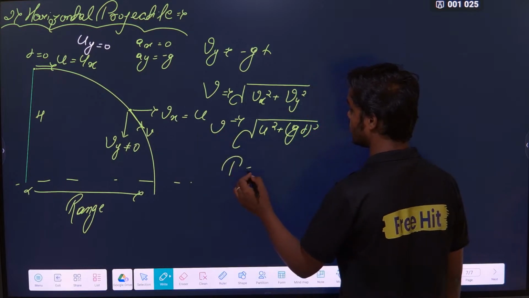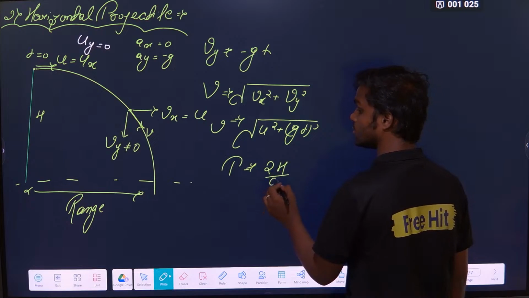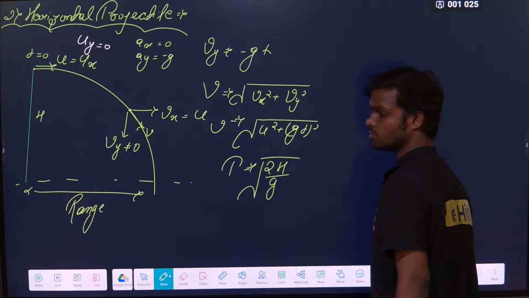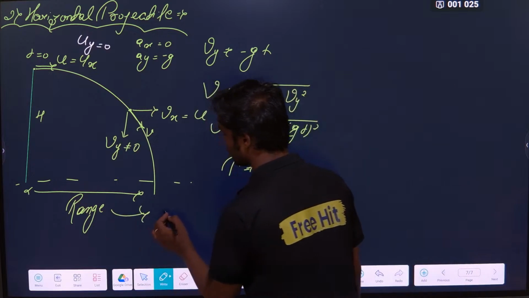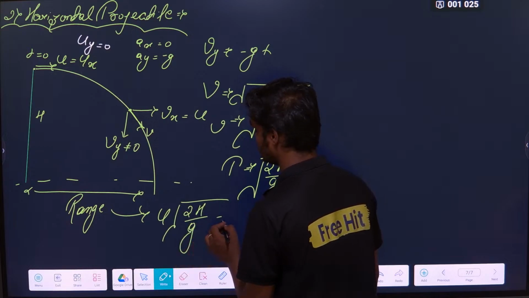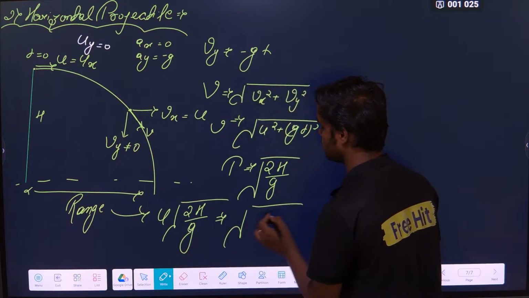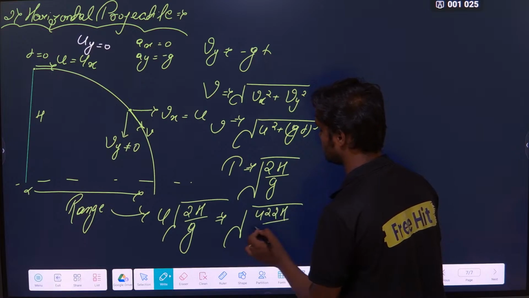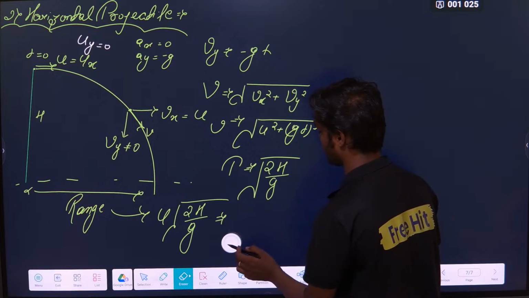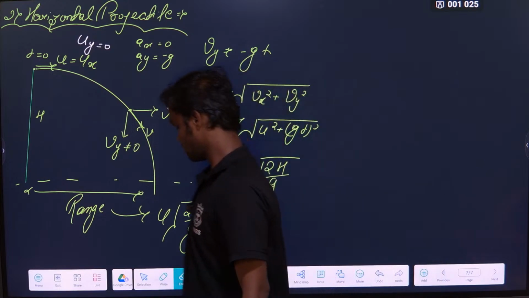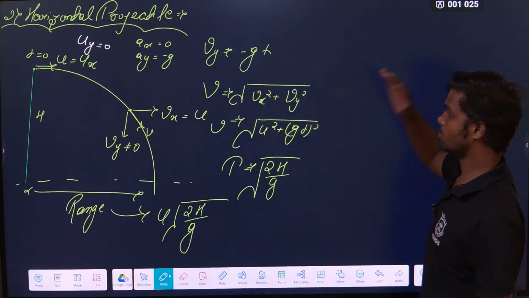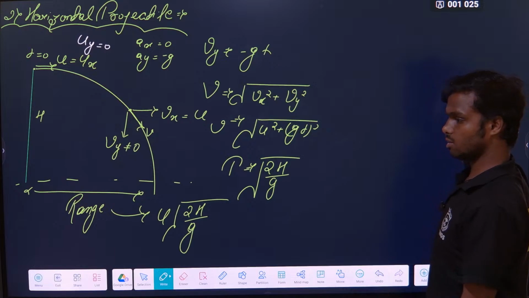Second thing, time of flight. If you calculate, it will be a famous result, that is root over of 2h by g. Everyone knows this result. So if I want to know the range, I will multiply u with the time of flight, root of 2h by g, and that is my range, u times root of 2h by g. So my range is this much, my time of flight will be this much, and v will be this much. So these are the results for this.